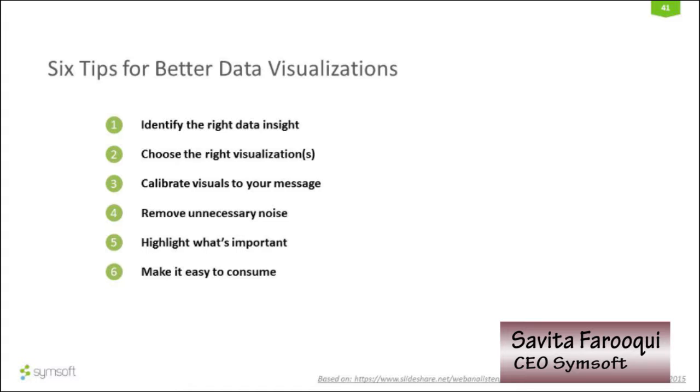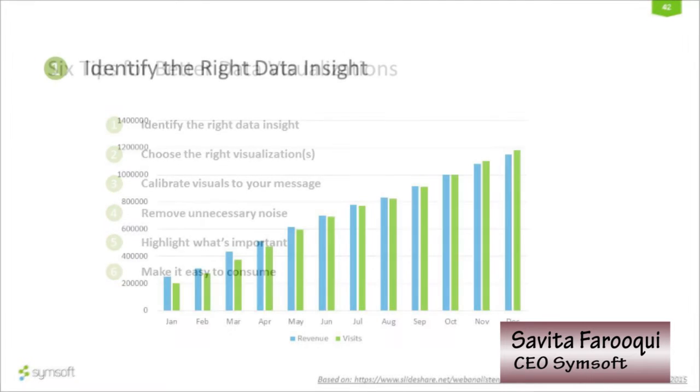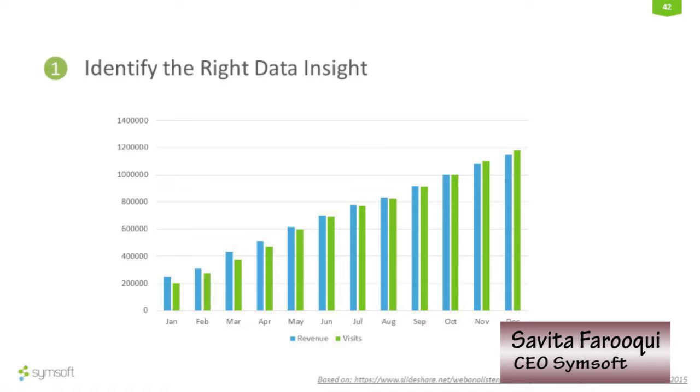What is the data insight we want to communicate? Choosing the right visualizations to present it, calibrating the message, removing noise, etc. So let's look at this quickly. This particular visualization tells us that there is growth in revenue and growth in number of visits on a website. Is this useful? What insight is it communicating? It is telling us that there is growth in both dimensions.